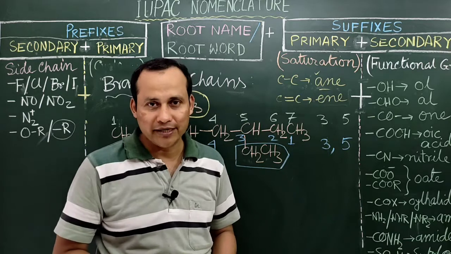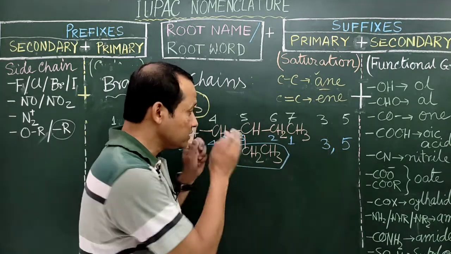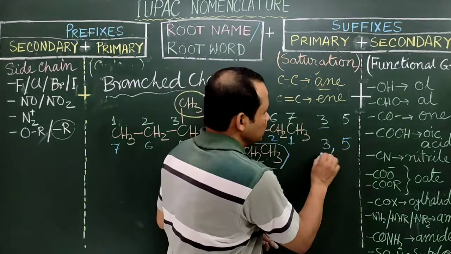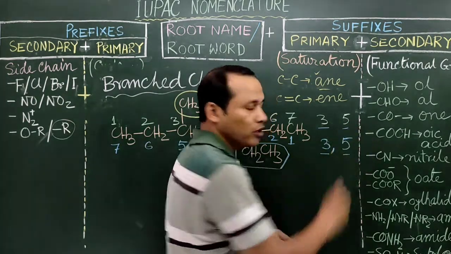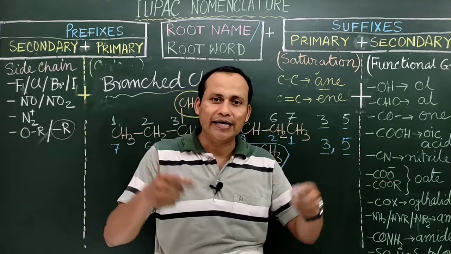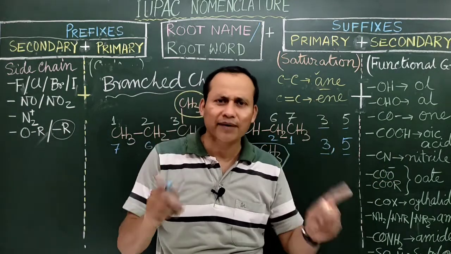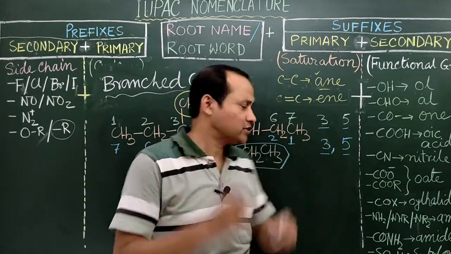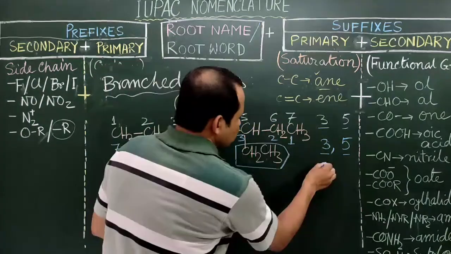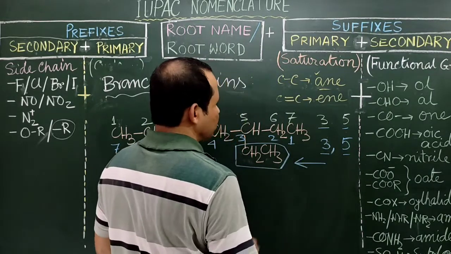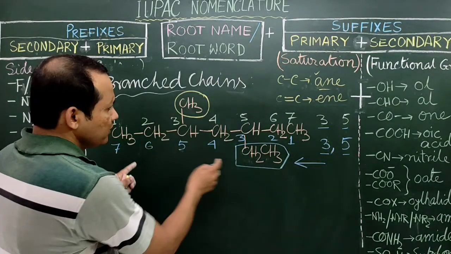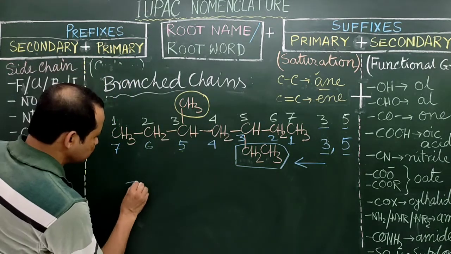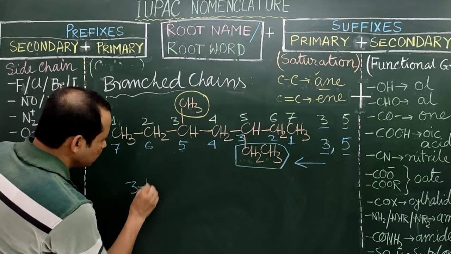Okay, and remember one thing, this only arises if this set is the same and this set is also the same, that is, from either of the sides the positions are the same. If the positions are the same, then the alphabetical order comes. So the correct direction of numbering is this one, and E comes first. So this we have to write down first. So this is 3-ethyl.